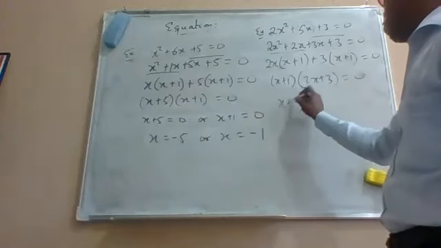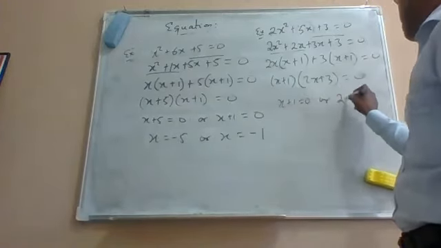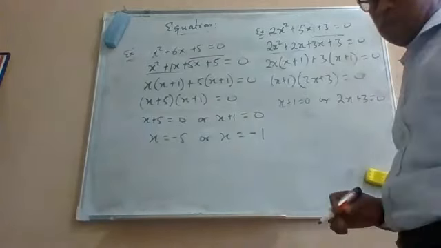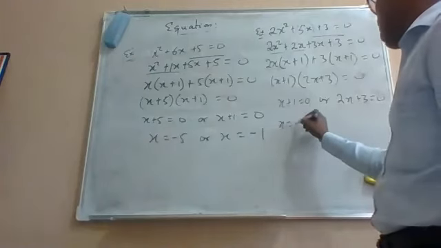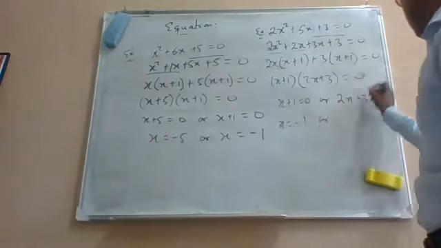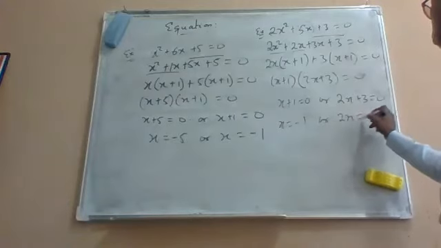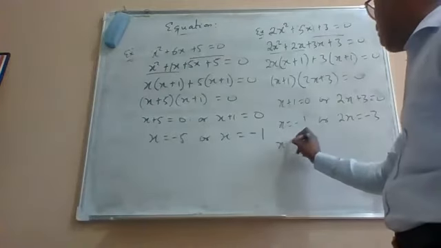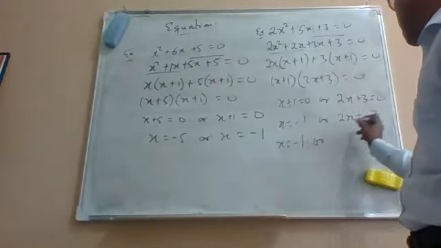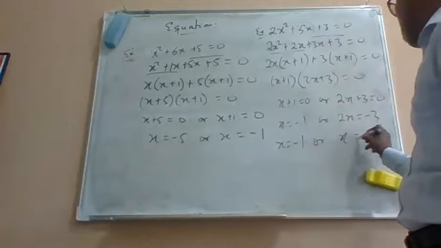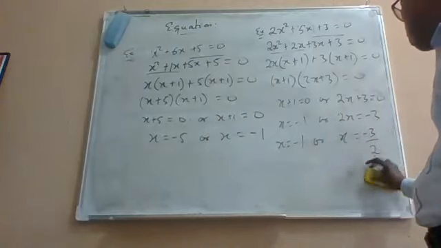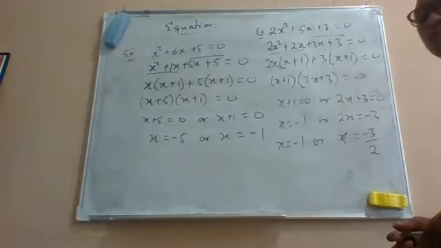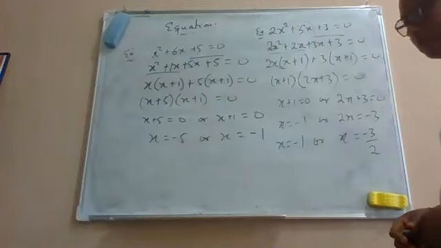Here I can say s plus 1 is equal to 0 or 2s plus 3 is equal to 0. So the next is to take 1 to the other side so that we have this as minus 1. Or take 3 to the other side here, this will be 2s equal to minus 3. But we are actually looking for s, not 2s. So this s equal to minus 1. Then this one we can now divide by 2, so that this will be s equal to minus 3 over 2, by dividing through by 2. So that is how to solve using factorization method.